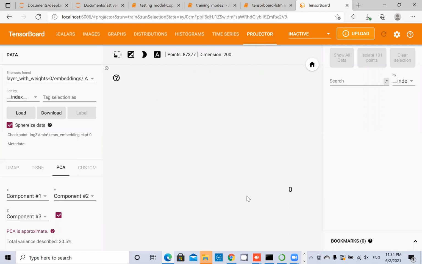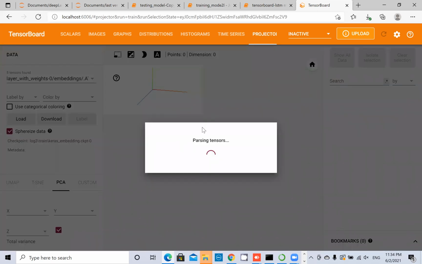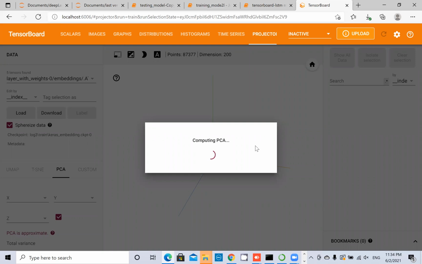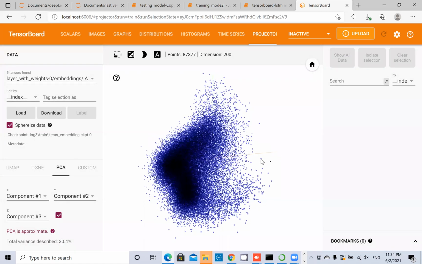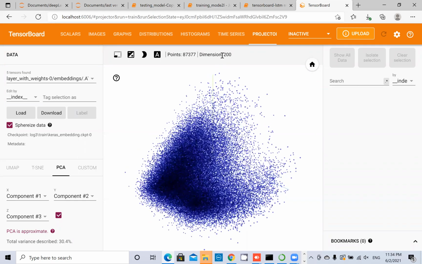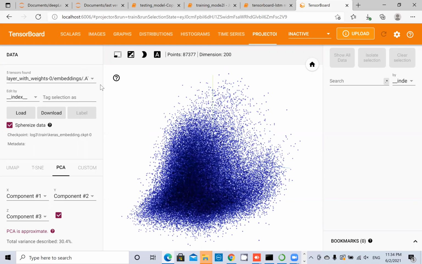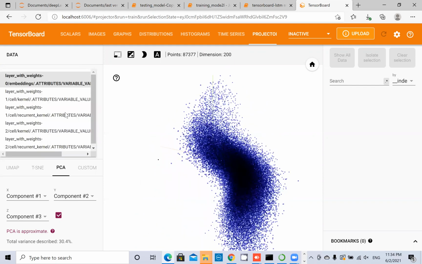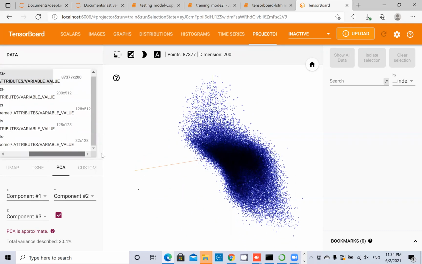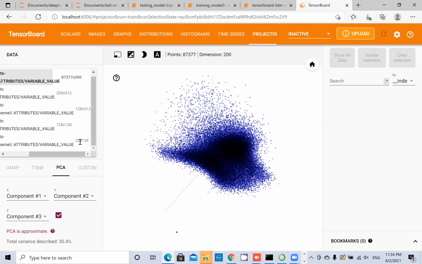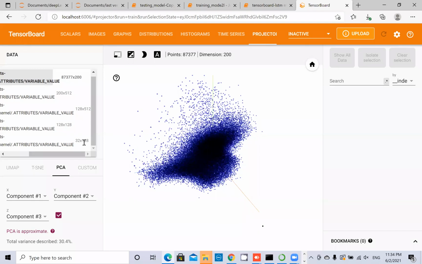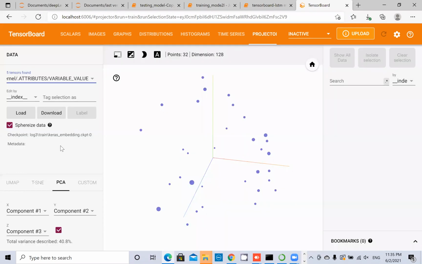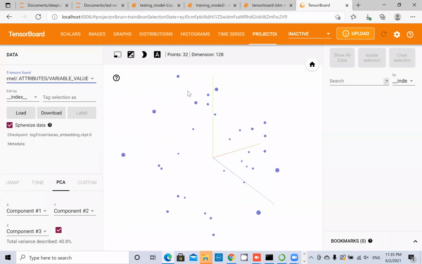And here we have the 3D diagram showing the embeddings of our data. These are the 200-dimension embeddings in the first layer. Each point is a sequence, and we reduce them to this number of dimensions, 32 multiplied by 128, as we will see in the last layer.